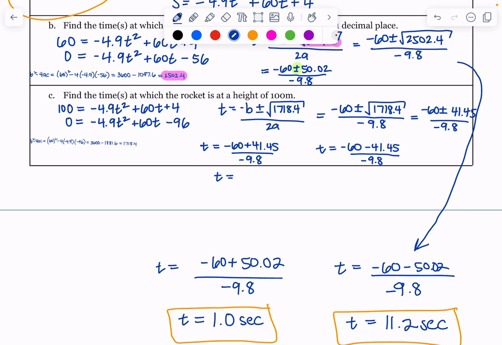Okay, so for our first solution, we're going to have 1.9 seconds. And for our second solution, we're going to have 10.3 seconds. So at those 2 times, the rocket is 100 feet, or meters.